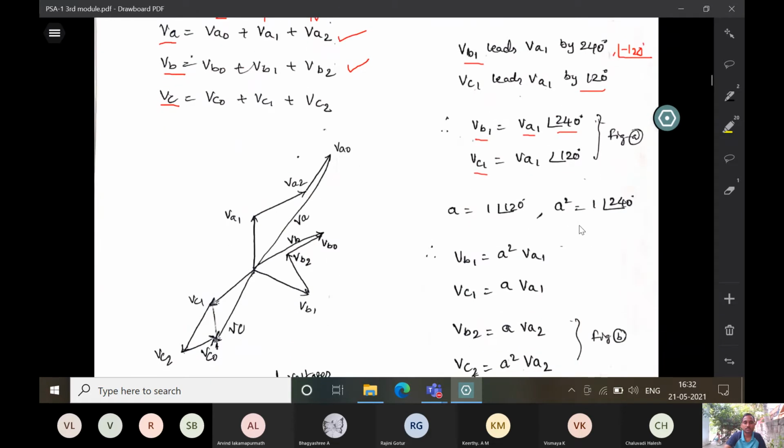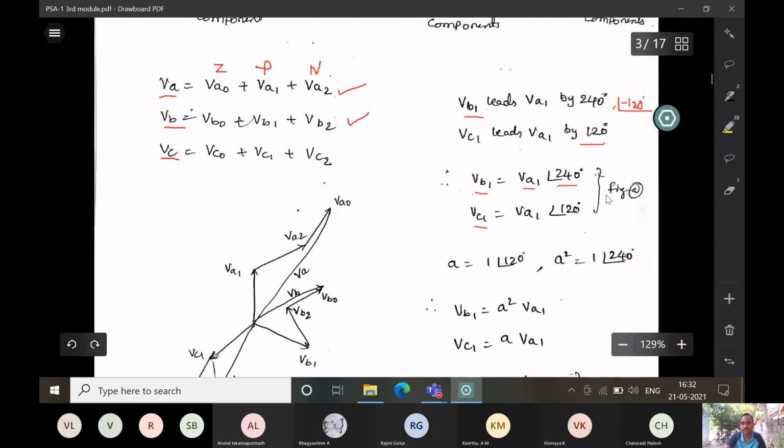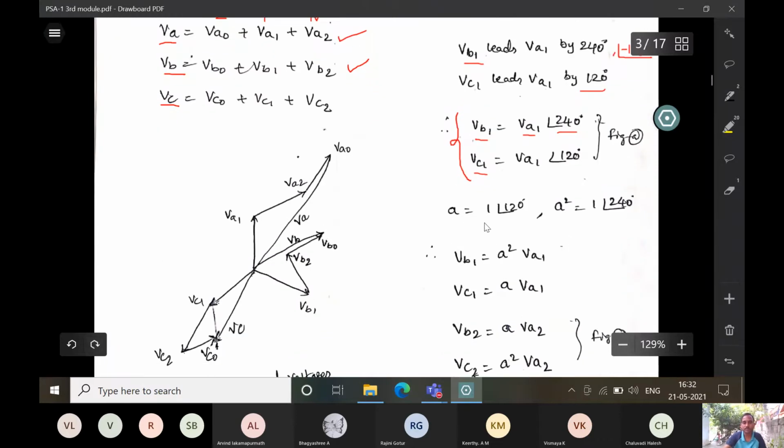Right? What is the A operator? We will write these terms in terms of the A operator. A is 1 at an angle 120. A square means 1 at an angle 240. So VB1 can be written as 1 at an angle 240, which is called A square, multiplied by VA1. Can we write like this?